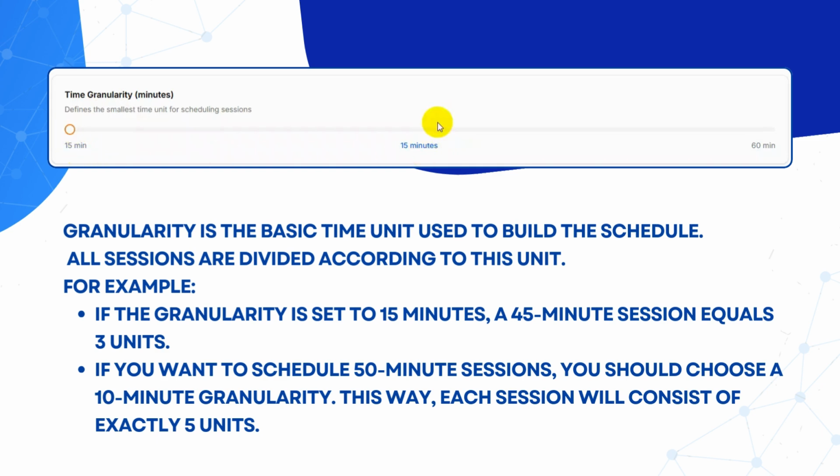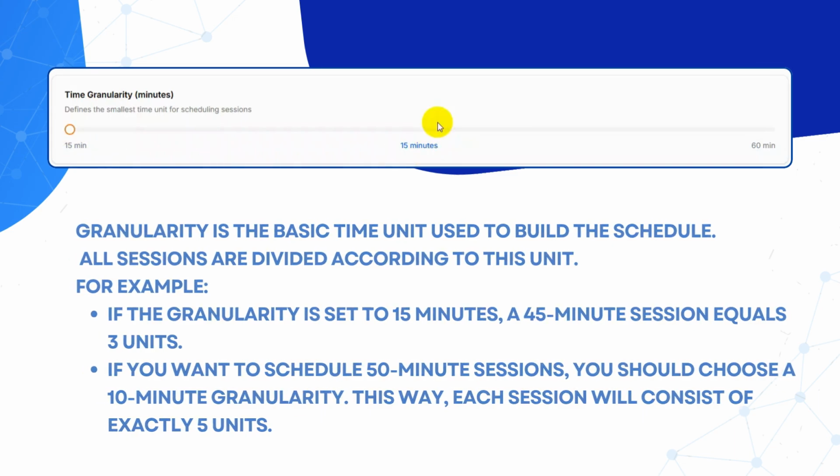If you want to schedule 50-minute sessions, you should choose a 10-minute granularity. This way, each session will consist of exactly 5 units.